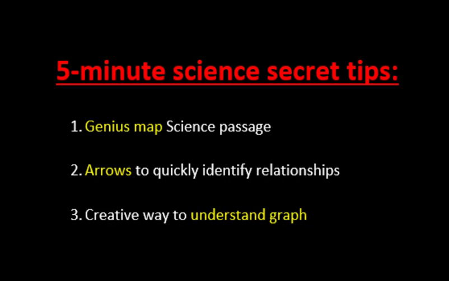Three things we're going to talk about here in 5 minutes. One, genius mapping science passages, how to understand what the main idea is right away. Number two, arrows to help you quickly identify relationships, because that's really the point of all science, the study of relationships. And three, a creative way to understand graphs. Let's go ahead and take a look at genius mapping.